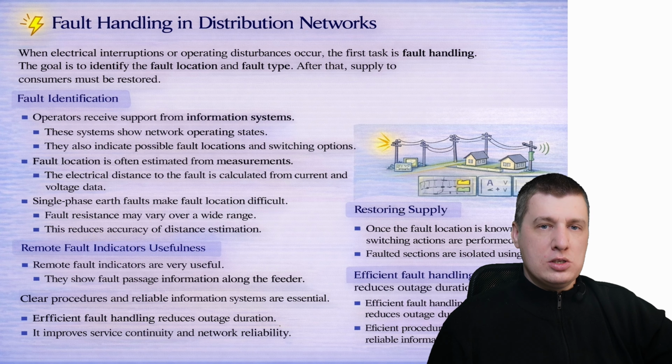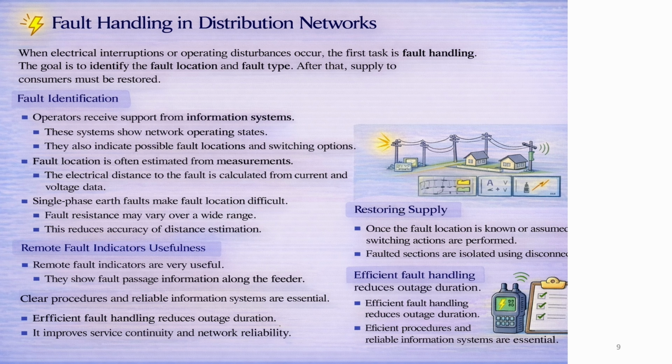Once the fault location is known or assumed, switching actions are performed. Faulted sections are isolated using disconnectors. Remote control disconnectors are especially important. They allow fast isolation without sending crews to the site. After isolation, healthy parts of the network are re-energized. Supply restoration follows standard operating procedure. Efficient fault handling reduces outage duration. It improves service continuity and network reliability. Clear procedures and relevant information systems are essential.